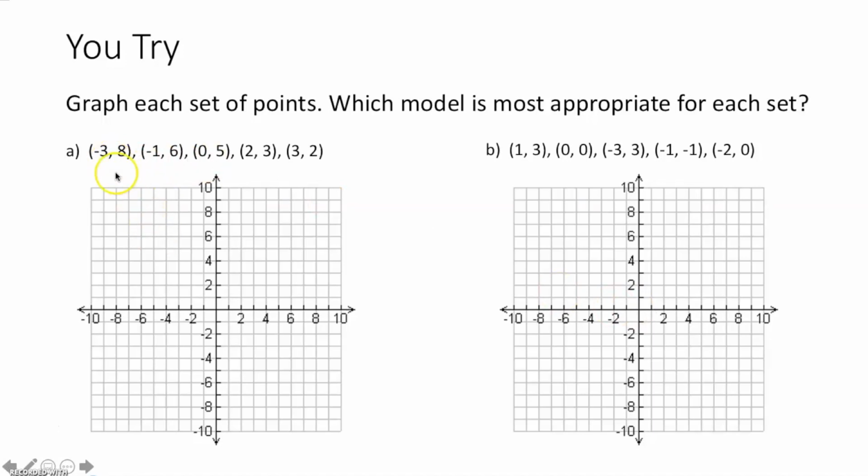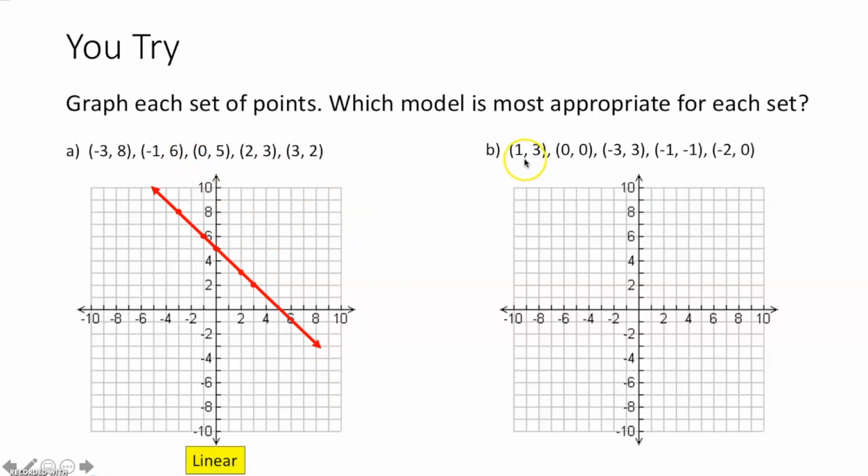Okay, doing the same thing. Let's plot these points. So -3, 8. We go over -3 on the x-axis, up 8 on the y-axis, put a point. Then -1, 6, over -1 on the x-axis, up 6 on the y-axis, put a point. 0, 5, over 0 on the x-axis, up 5 on the y-axis, put a point. 2, 3. We go over 2 on the x-axis, up 3 on the y-axis, put a point. And then 3, 2, over 3 on the x-axis, up 2 on the y-axis, put a point. Draw a line going through those. Ooh, that's a straight line. That means that this is going to represent a linear function.